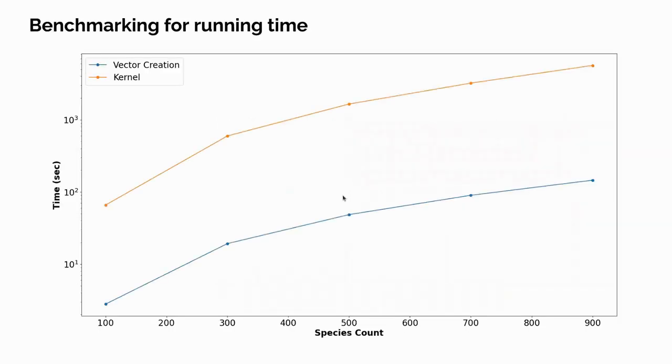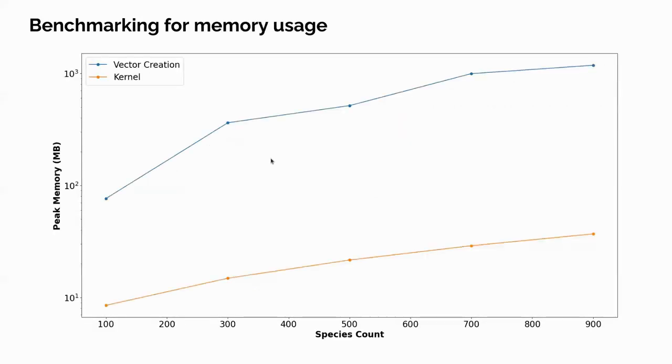Here is the result. We can see that the kernel approach did not outperform the vector creation approach in terms of time. But in terms of memory usage, it actually improved on CD-MAWS. The kernel is better than the vector creation in terms of peak memory usage.